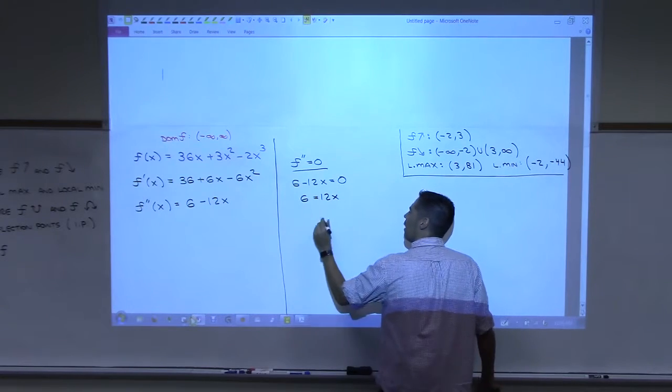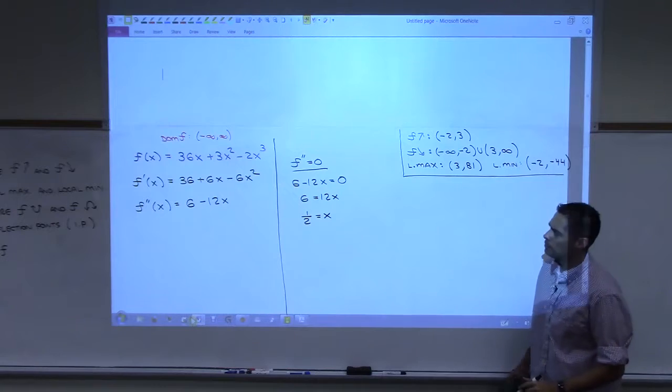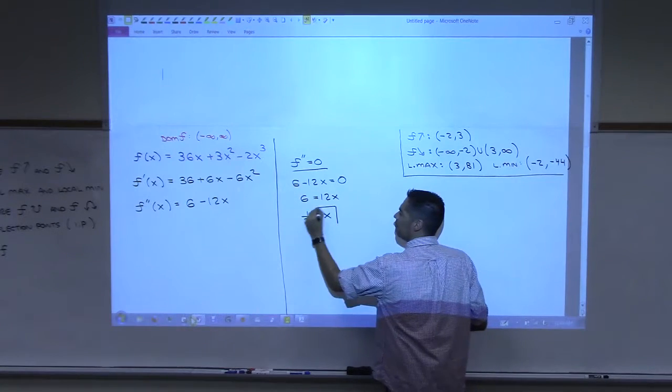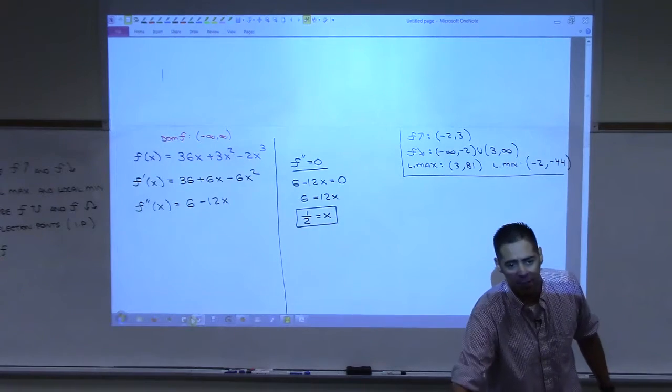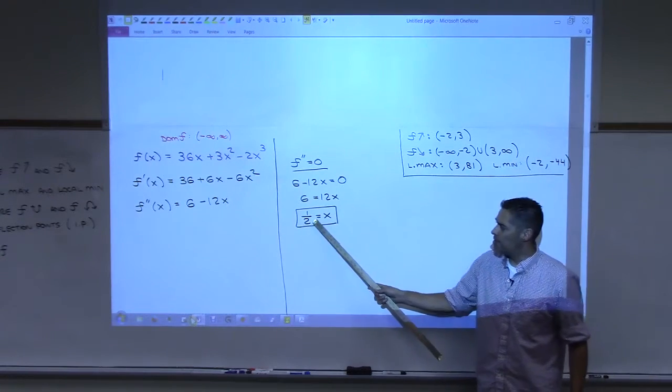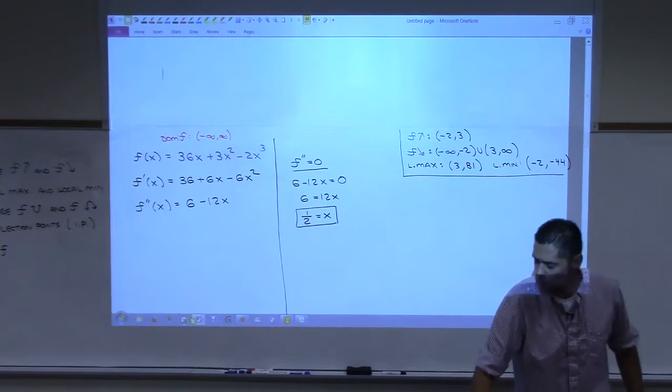Should get positive 1/2. Oh, yeah, sorry. Positive half? All right, now, again, we don't have to really check this, but I'll remind you. Does this live in the domain of the function? Yes. Yes, so we're good to go.